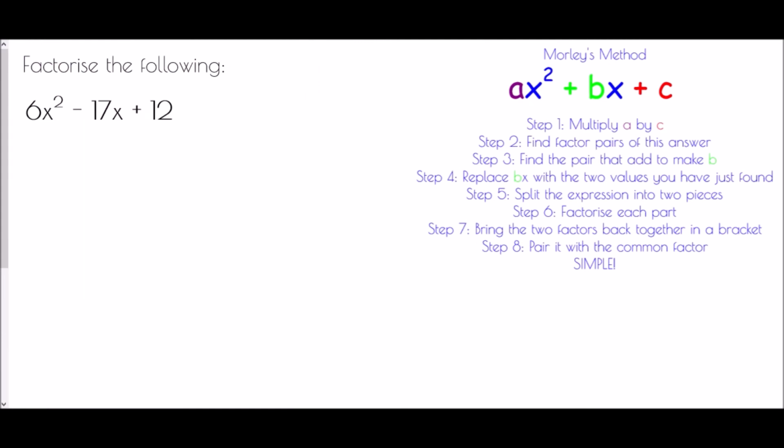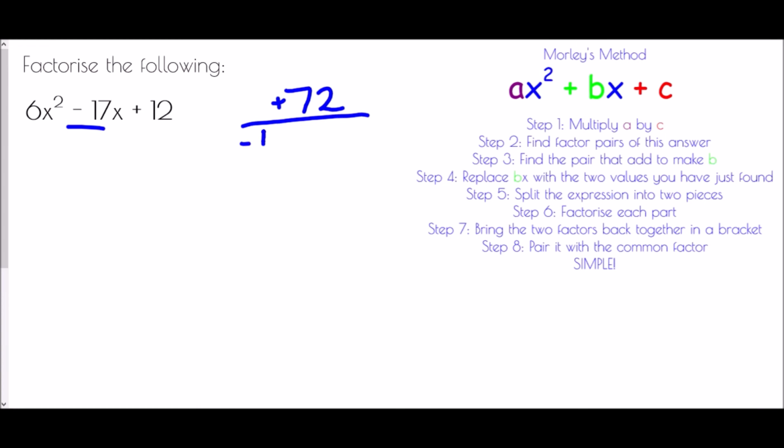And so finally, we have 6x squared take away 17x plus 12. So once again, I'm going to multiply together my 6 and my 12. That's going to give me 72. This is a positive value, so we need two numbers with the same sign for our factors, but it is a negative on the value of b, and therefore both values must be negative. And so what are our factor pairs?